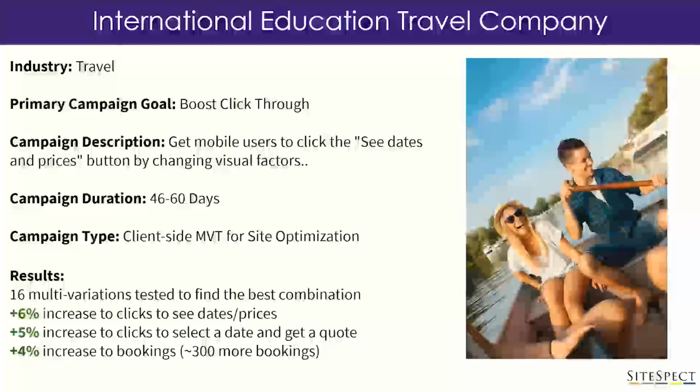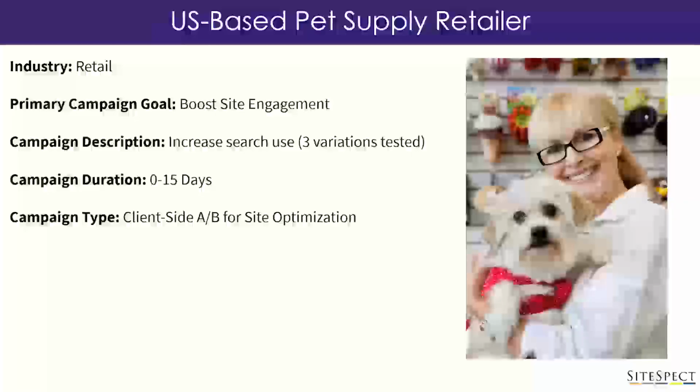Let's look at one more, and this is a real good one. So this pet supplier, they wanted to boost site engagement. They wanted to actually boost the use of their search. So instead of just having a small search box up in the upper right, they made a much larger search box, which they thought would be front and center and get people to use it more. And they did. Let's look at the results.